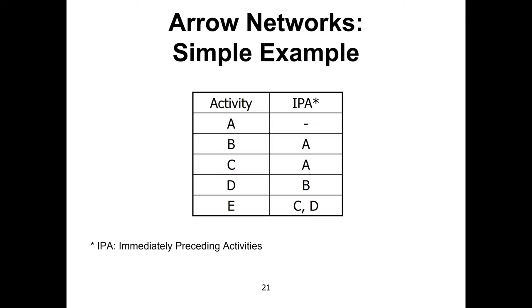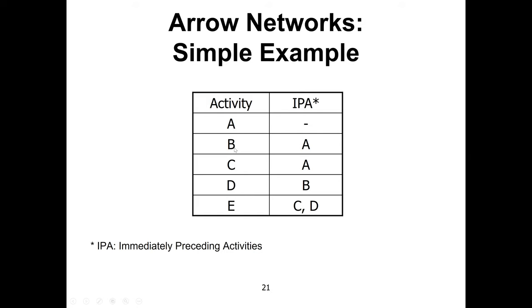Now we will try to draw the arrow network with a simple example. Here a list of activities is given, A, B, C, D, E, and then IPA is given. IPA stands for immediately preceding activities. So what are the previous activities? What activity is before B? It is A. For activity A, the IPA is nothing, so this is the starting activity.